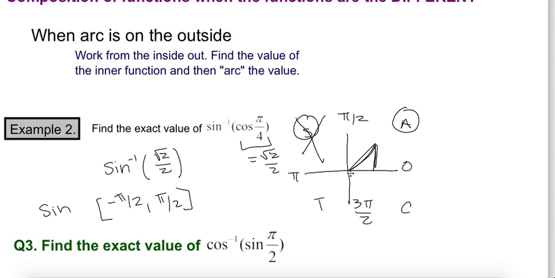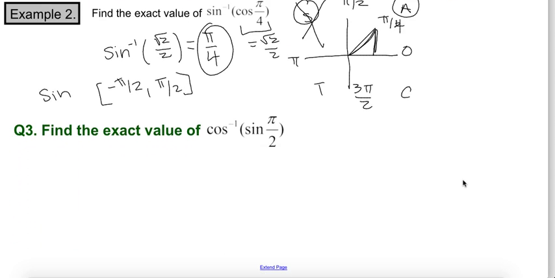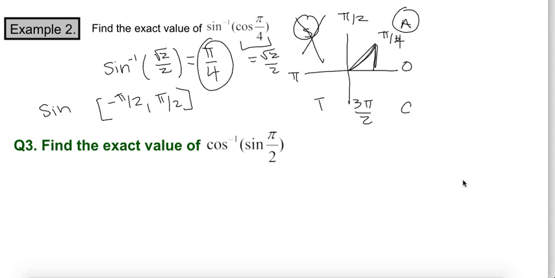So then that means that the arcsine of root 2 over 2, so the place where we are on the unit circle when our y value is root 2 over 2, is pi over 4. So our answer is pi over 4. So try Quizle question number 3, find the exact value of that function, and that's it.